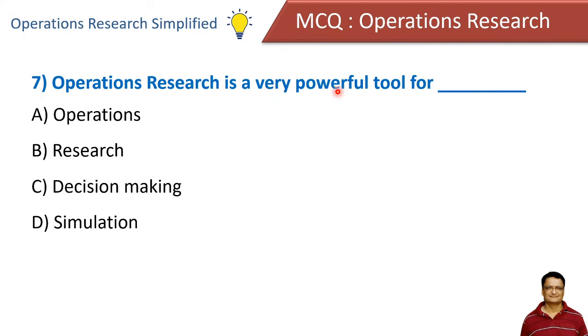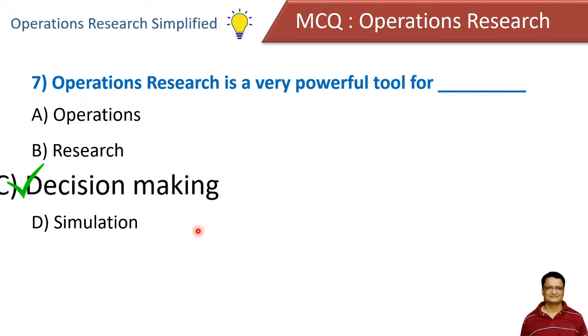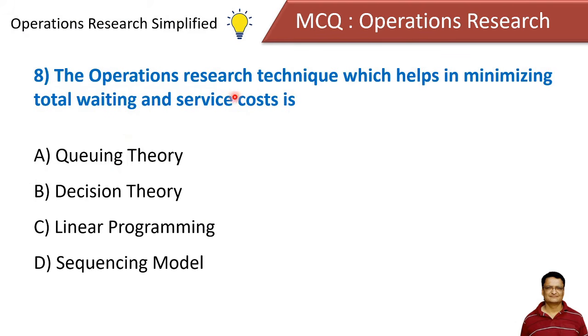Operation research is a very powerful tool for operations, for research, decision making, simulation. Correct answer is decision making. Operation research technique which helps in minimizing the total waiting and service cost is queuing theory, decision theory, linear programming, or sequencing model. And the correct answer is queuing theory.